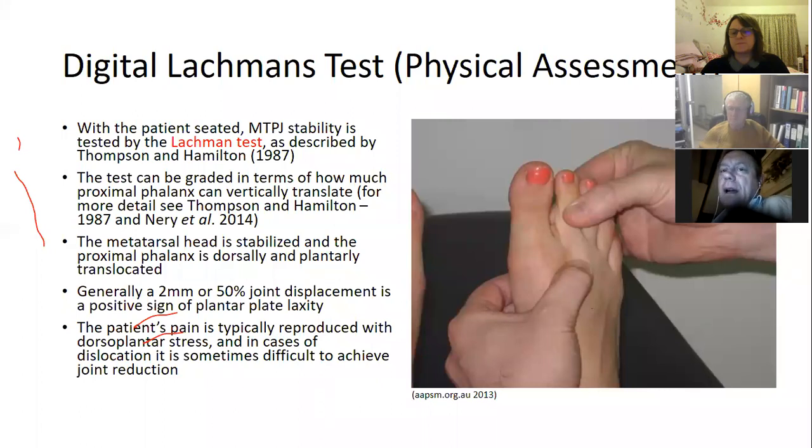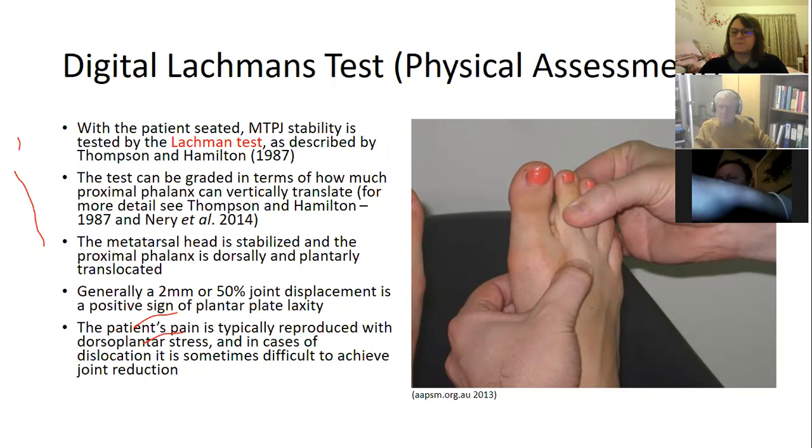And that, a glide movement, shouldn't happen. Only a little bit, should only be a tiny, tiny bit if the plantar plate is intact. If you can move it up by 2 millimeters and down by 2 millimeters, or around that amount, it's not looking good. Okay, it should be pretty stable.